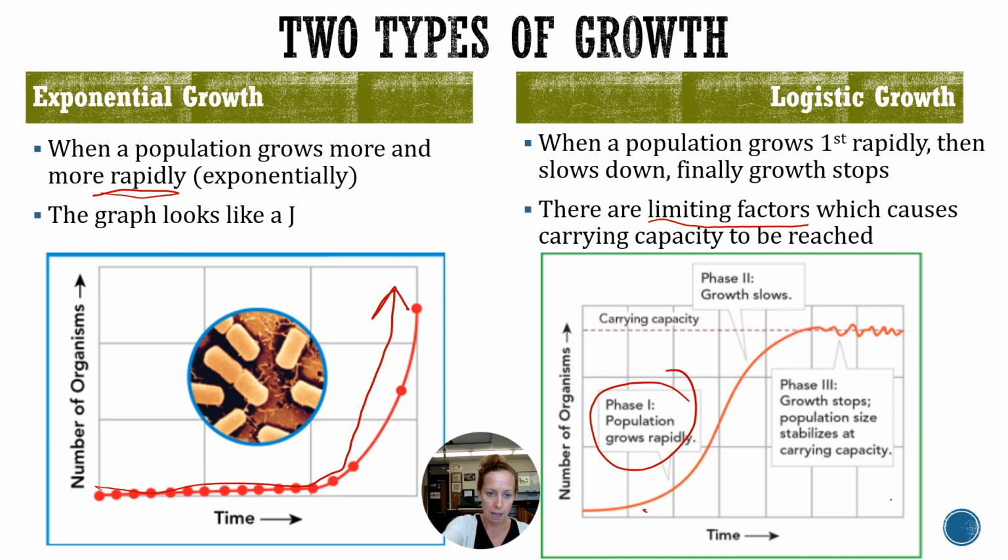Let me get like a highlighter-y thing here. That would be this. Here we're growing rapidly, okay? This is rapid growth, okay? Right here, we slow down, right? And then when we get to here, we reach carrying capacity. It's where the limiting factor has been reached.